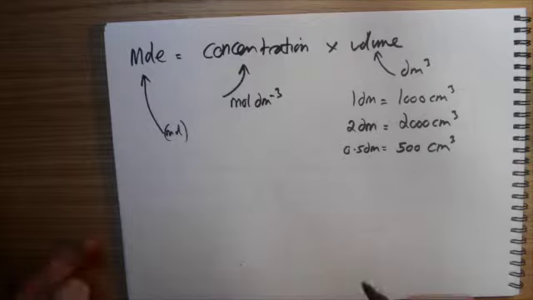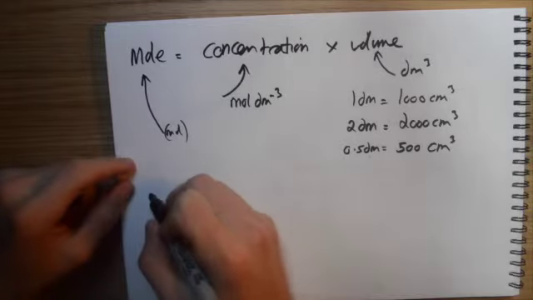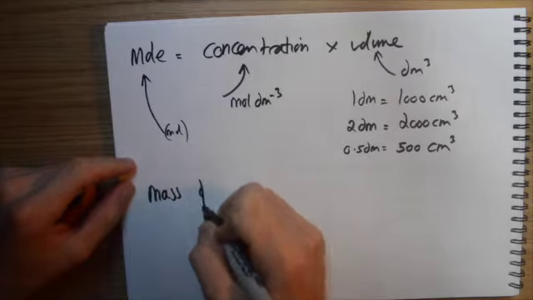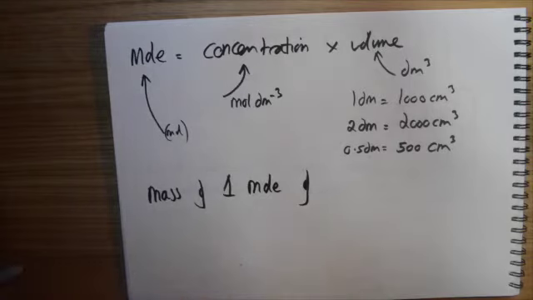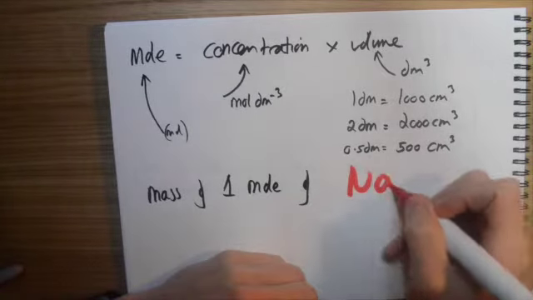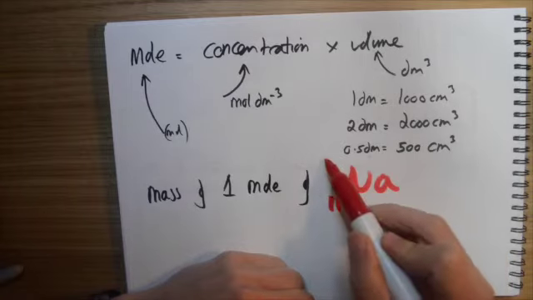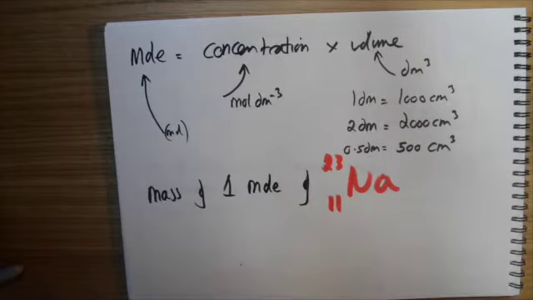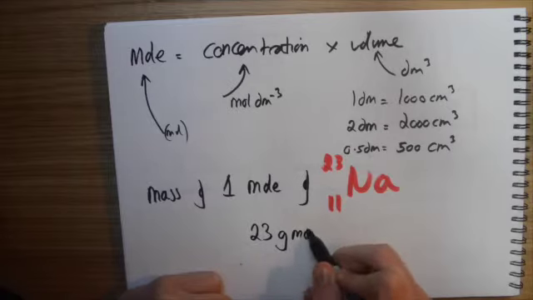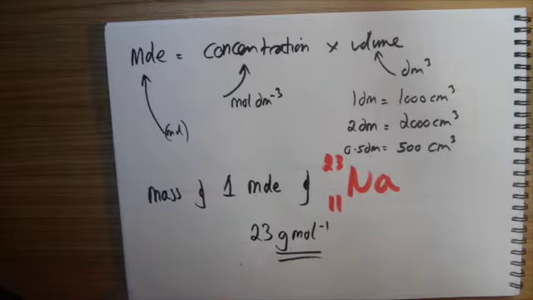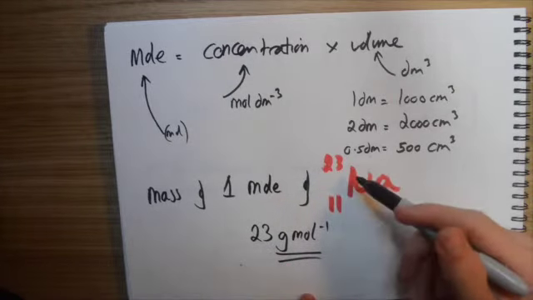They might ask you in an exam, what's the mass of 1 mole of sodium? Sodium has an atomic number of 11 and a relative atomic mass of 23, so the mass of 1 mole is going to be 23 grams per mole. This is the unit you need to use. So the mass of any atom in grams per mole is the same as its relative atomic mass.